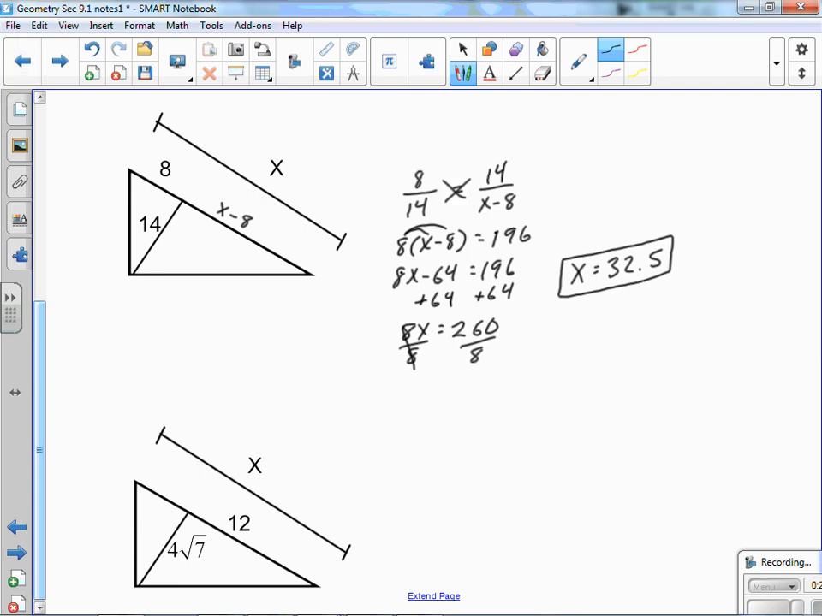Then next up we've got one a little more complicated because it's got a square root sitting in there. And so that square root is on the altitude. And so when we're looking at the altitude, we've got to go with the 2 parts of the hypotenuse. We have this part is 12. And so this part right here would be the whole hypotenuse minus the 12. So x minus 12.